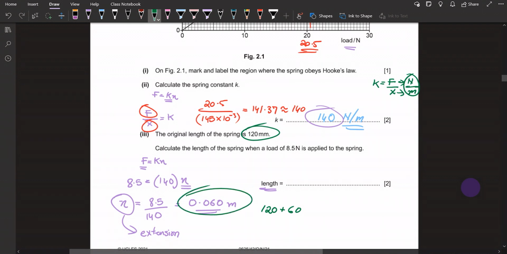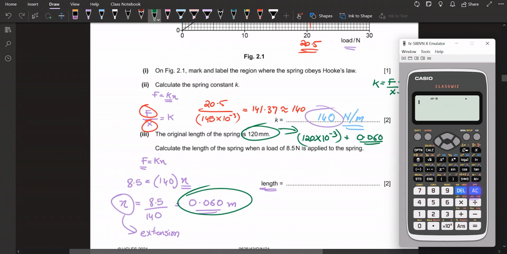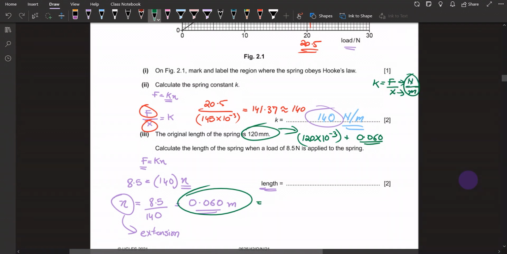So you can just add this up, or what you can do is convert this into meters first, which is going to be 120 into 10 raised to the power minus 3, and add 0.060. It's better to use the SI units. So 120 into 10 raised to the power minus 3 plus 0.060, which is going to give us our answer as 0.18 meters. Or if you want, you can just write it as 180 millimeter.